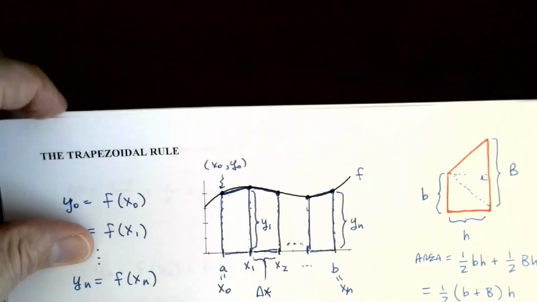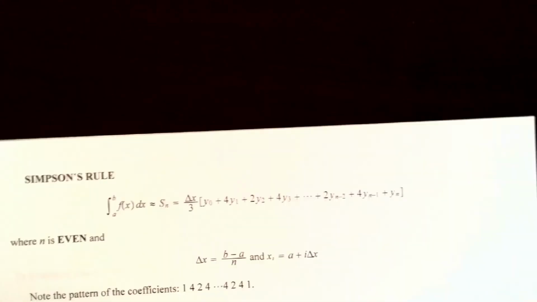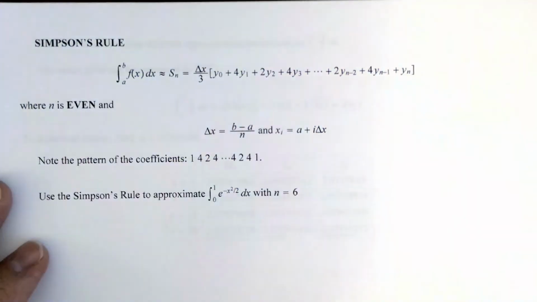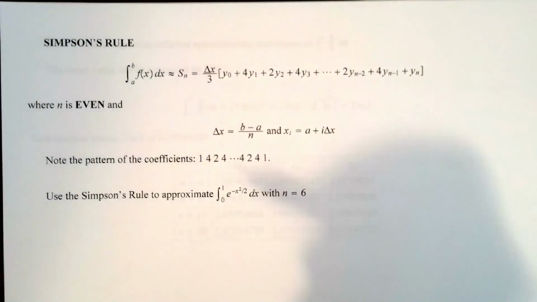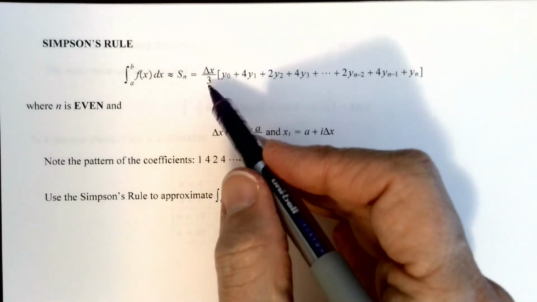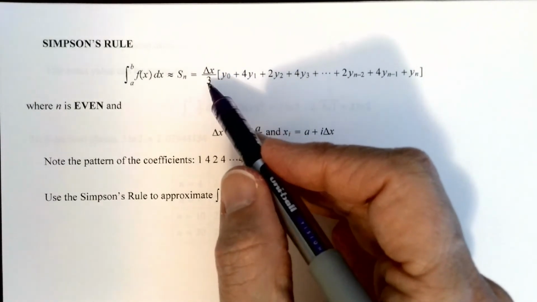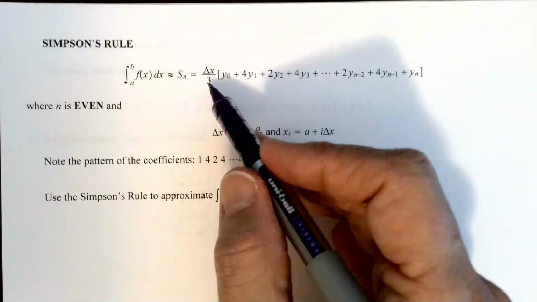This was the Trapezoid Rule. So Simpson's Rule looks like this. And notice, for the midpoint rule we just had delta x, for the Trapezoid Rule we had delta x divided by 2, and for Simpson's Rule, delta x divided by 3. Kind of a little increment there, makes sense.